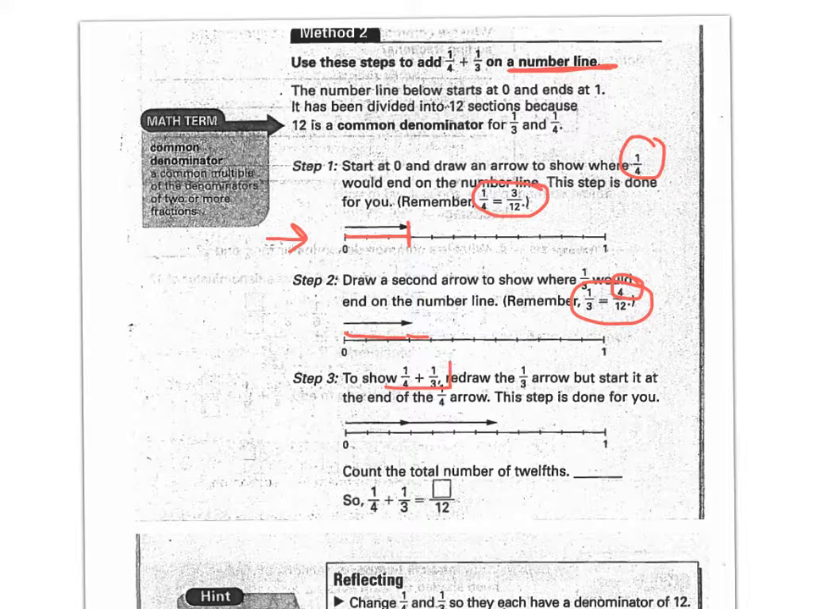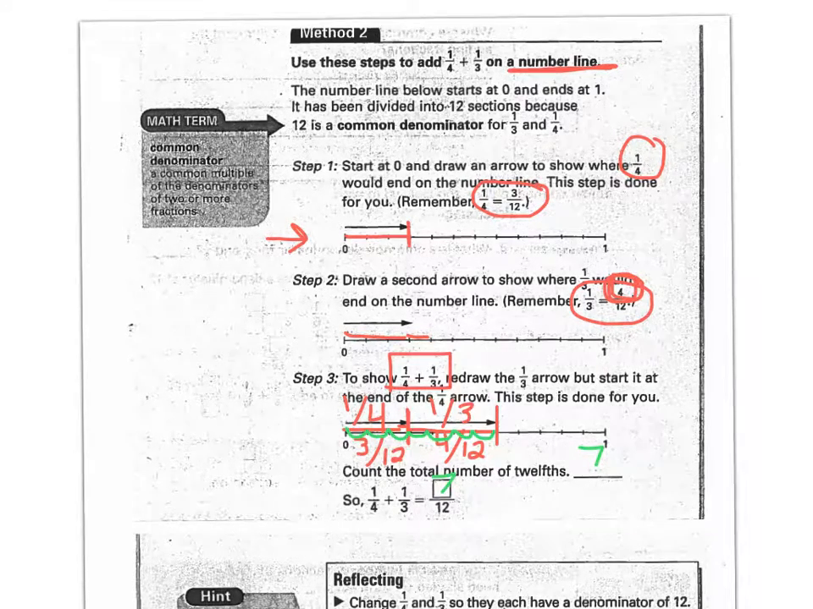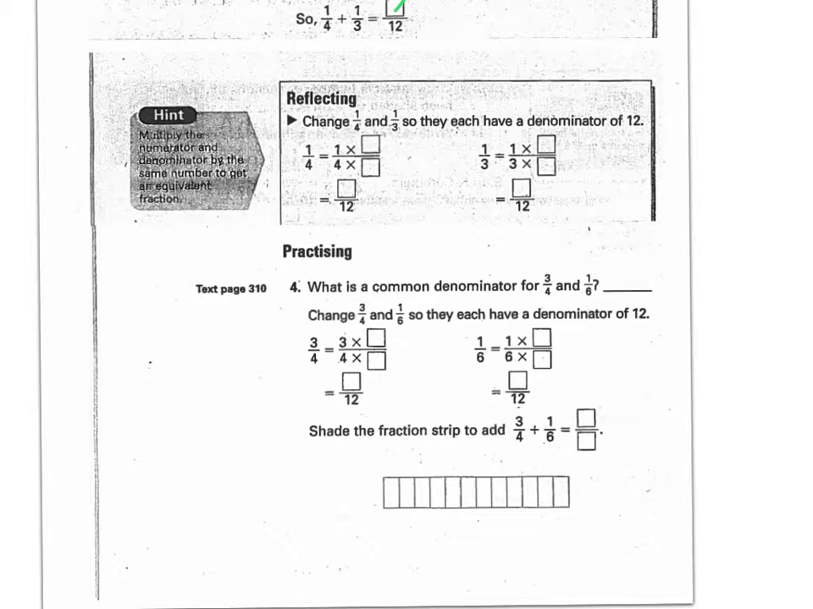To show 1/4 plus 1/3, I'm going to start with my 1/4, and I'm going to add 4 more. 1, 2, 3, 4. This is 1/4. This is 1/3. This is also 3/12. This part is also 4/12. When I count up the number of spaces in total I have moved, it's 7. Let's practice this again.